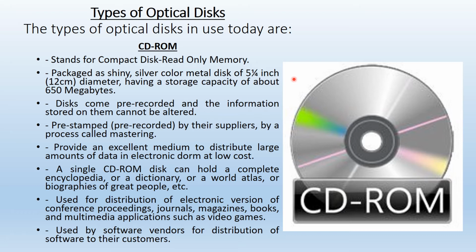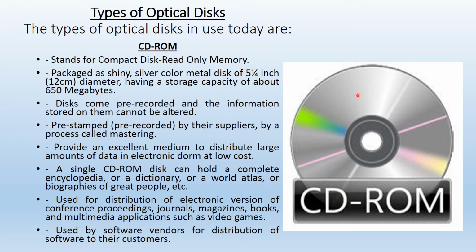It is packaged as a shiny silver-colored metal disc of 5 and 1/4 inch or 12 centimeters diameter, having a storage capacity of about 650 megabytes. The disc comes pre-recorded and the information stored on it cannot be altered. So it already comes with the information and you cannot add or remove any of the data that is already pre-recorded. And of course, a single CD-ROM diskette can hold a complete encyclopedia or a dictionary or a world atlas or biography of great people, etc.